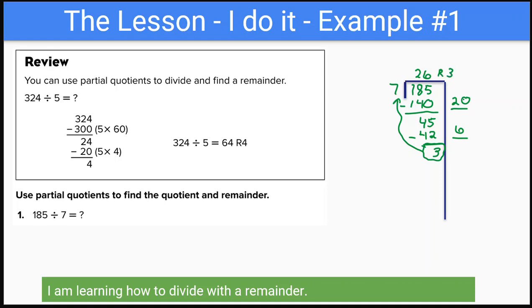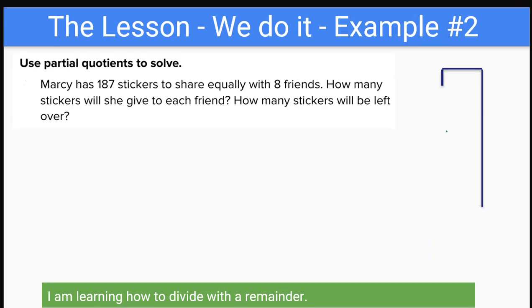Okay, so right now you're learning how to divide with a remainder. Let's try it again. Marcy has 187 stickers to share equally with 8 friends. How many stickers will she give to each friend? How many stickers will be left over? Well, okay, let's do this. So it's 187. That's the dividend, divided up among 8 friends, okay?